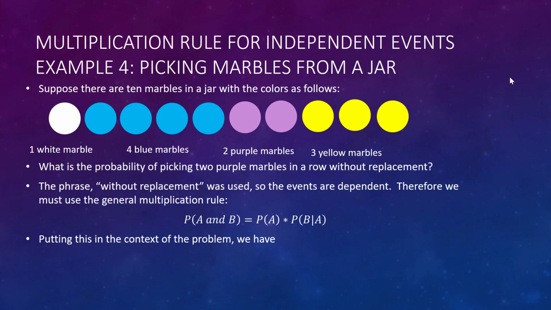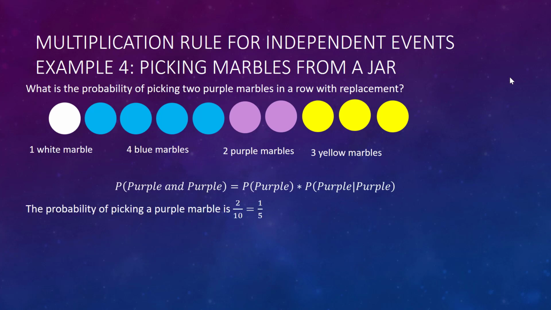Putting this in the context of the problem, we find that the probability of picking a purple marble and then another purple marble is equal to the probability of picking a purple marble times the probability of picking a purple marble, given that one purple marble has already been removed from the jar.